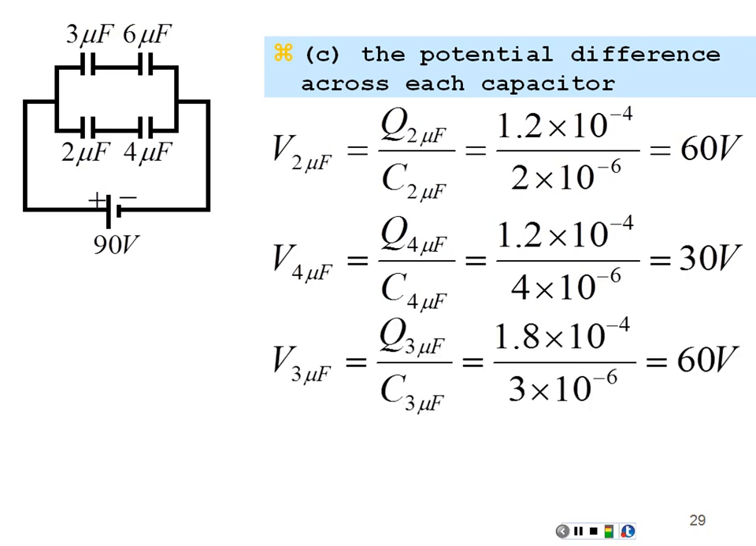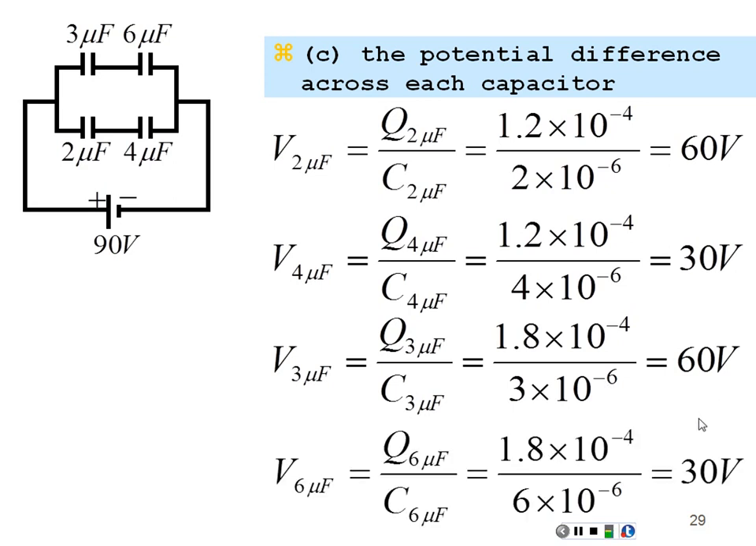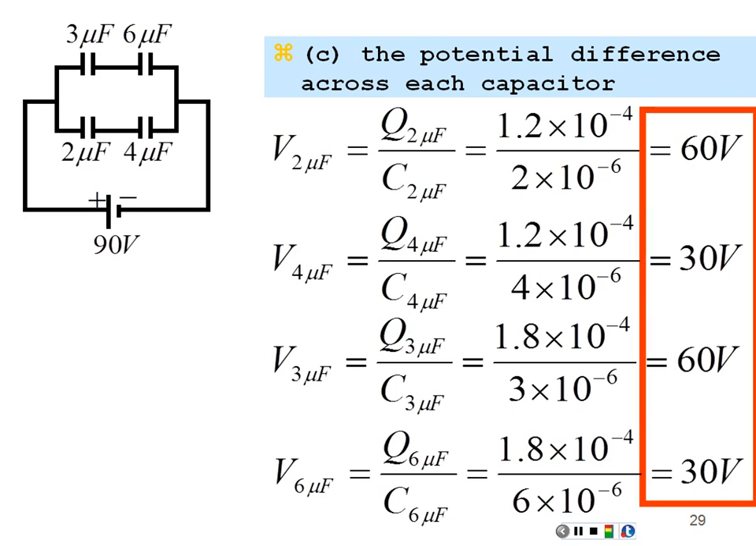For the 3 microfarads, its charge over its capacitance. 1.8 times 10 to the minus 4 coulombs over 3 microfarads, 60 volts. And for the 6 microfarads, its charge, 1.8 times 10 to the minus 4 coulombs, same charge, over its capacitance, 6 times 10 to the minus 6 farads, 30 volts. So those are the voltages across each capacitor.